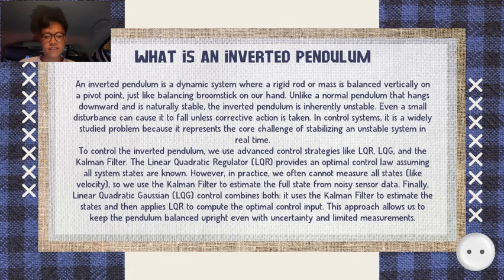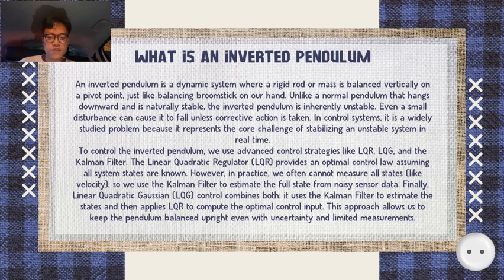So, what exactly is an inverted pendulum? The simplest way to visualize this is to think of balancing a broomstick on the palm of your hand. It's a system where a rod is balanced vertically on a pivot point. Unlike a regular pendulum that hangs down and is naturally stable, the inverted pendulum is inherently unstable. This means that even the smallest nudge or disturbance will cause it to fall over unless we actively do something to correct it. This characteristic makes it a perfect case study for control systems, as it embodies the core challenge of stabilizing an unstable system in real time.